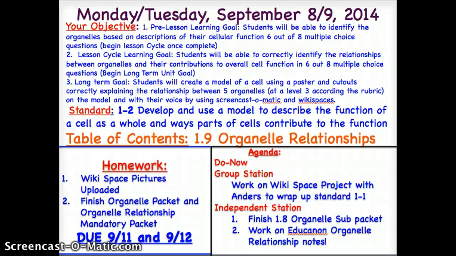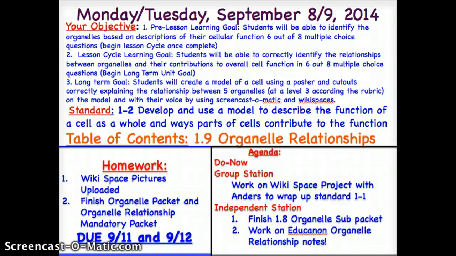Students will create a model of a cell using a poster and cutouts correctly explaining the relationship between 5 organelles at a level 3 according to the rubric on the model and with their voice using Screencast-O-Matic and wiki spaces. So, at the end of all this, what we're working towards is being able to build and design our very own model of the cell. The standard is 1-2, develop and use a model to describe the function of a cell as a whole and the ways parts of cells contribute to the function.